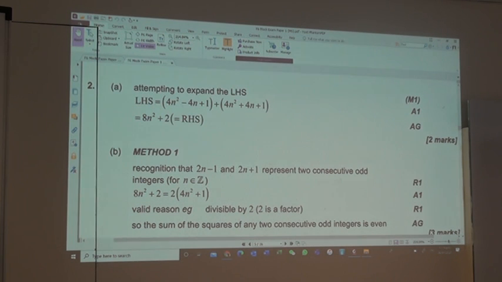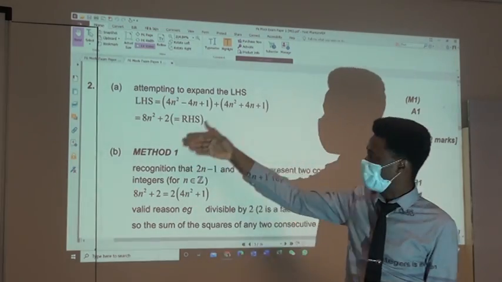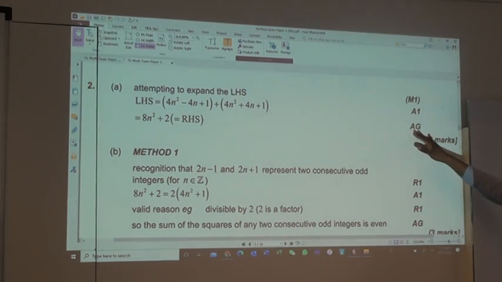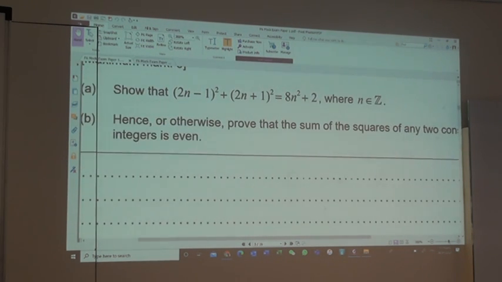Can you please? All right, AG means already given. So we are not going to mark because you got this one. This is already given. We are interested in the process. This last line is already given, so it's not a mark. They're just going to see AG, means already given.